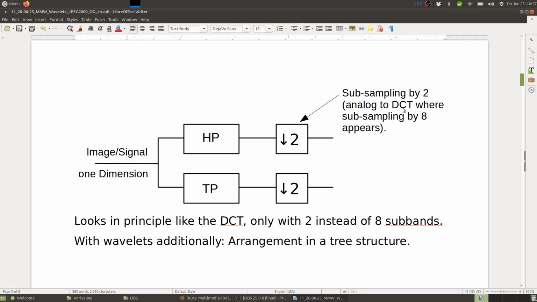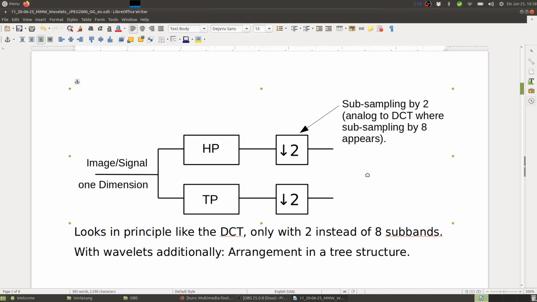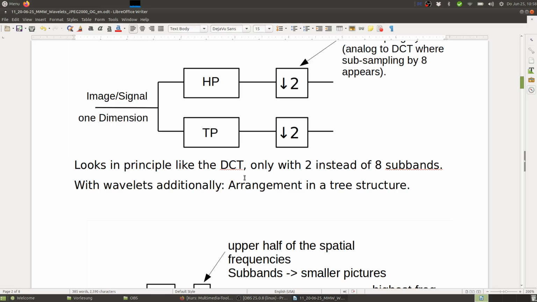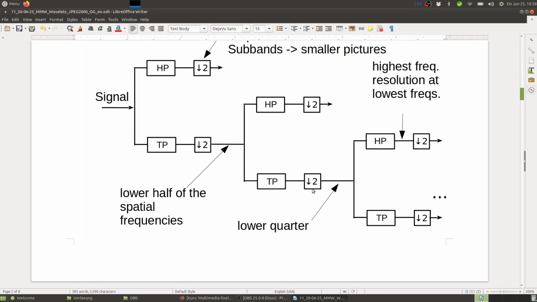So this is in principle analogous to the DCT, where we have 8 subbands and downsampling by 8. Okay, so now we have 2, right? So very similar. But now instead of having just one, we have several of those, right? We have this arrangement in a tree structure. So this can be seen here.